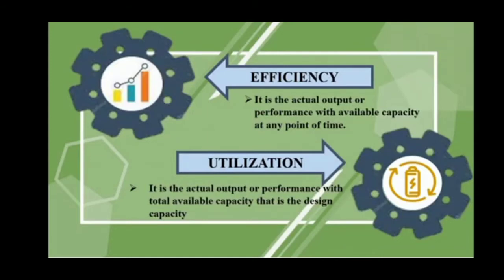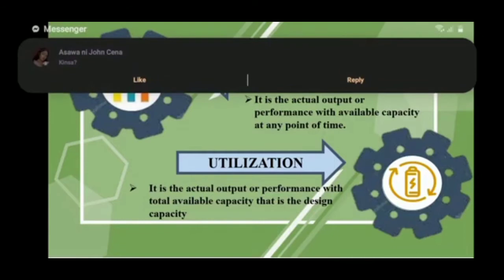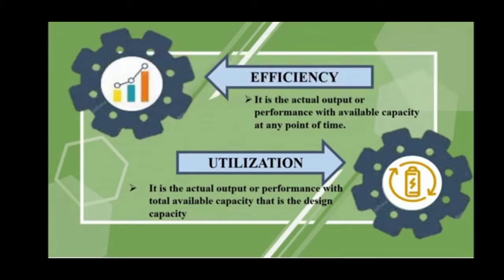For example, if the design capacity is 120 a day and the actual output is 80 a day, to know the total available capacity, utilization equals actual output, 80 a day, divided by design capacity, 120 a day, which is 0.666666667, then multiplied by 100%, and the answer is 66.66 or 67%. So both efficiency and utilization are measured and expressed as a percentage.